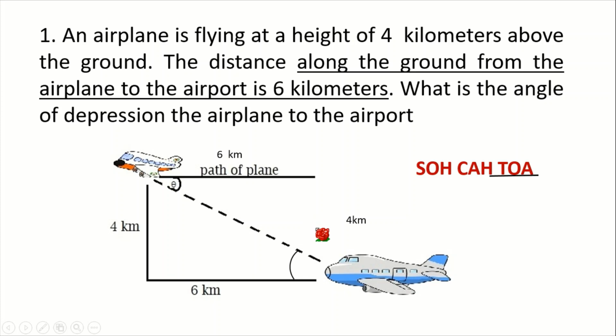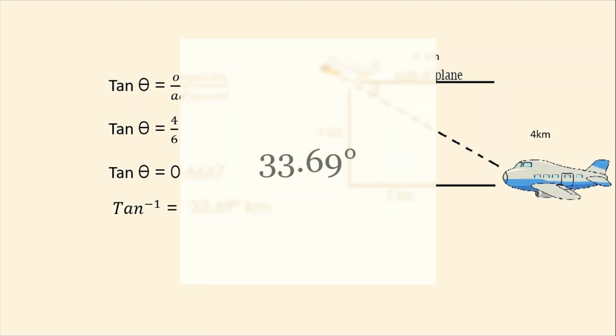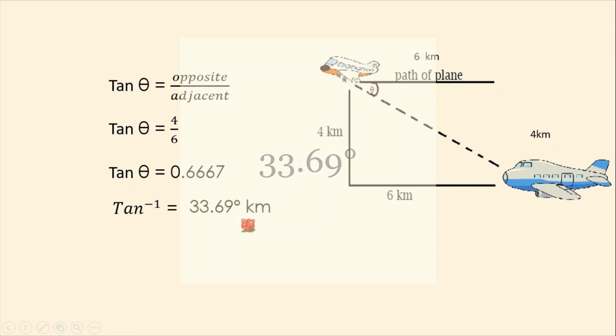Okay, so we can use tangent. Tangent is equal to opposite over adjacent. So, substitute lang natin 4 is the opposite and 6 is the adjacent. So, 4 divided by 6 is 0.6667. Because we are looking for the angle, dapat naka-degree siya. Okay? So, sa scientific calculator ninyo, alalahanin niyo kapag gagawin niyo siya into degree, dapat naka-degree mode kayo at dapat i-press niyo muna yung shift and tangent, then 0.6667, and we have 33.69 degrees.